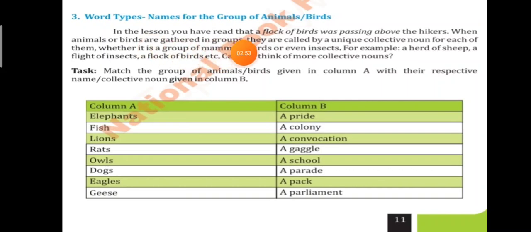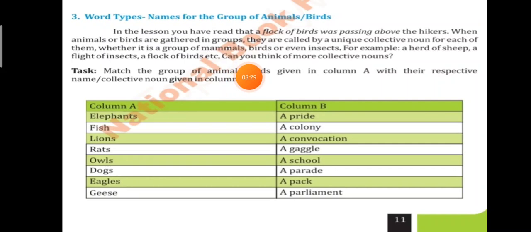Basically in the lesson you have read a flock of birds. Okay, परिंदों का एक मजमा या ढेर सारे परिंदे, तो उसको हम कहते हैं flock of birds was passing above the hikers. When animals or birds are gathered in groups, they are called by a unique collective noun for each, like a flight of insects, a flock of birds, etc. So this is how this is used. जब insects को हम as collective noun कहते हैं, that is called flight of insects, flock of birds.